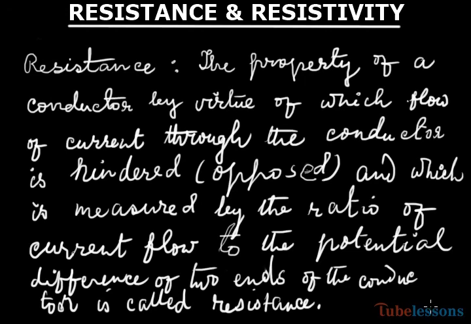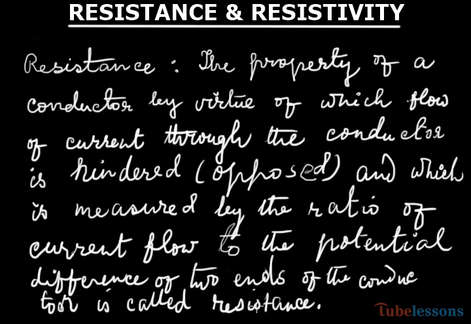Welcome my students. We have already gone through the resistance of a conductor, and resistance is defined as the property of a conductor by virtue of which flow of current through the conductor is hindered, that means opposed, and which is measured by the ratio of current flow through any part of the conductor to the potential difference of the two ends of the conductor is called resistance.